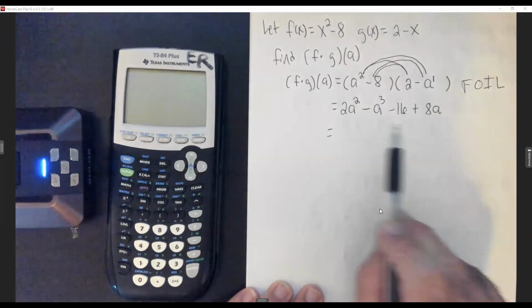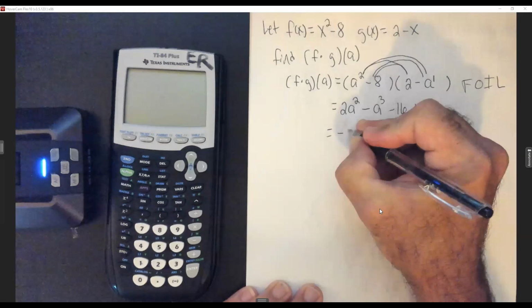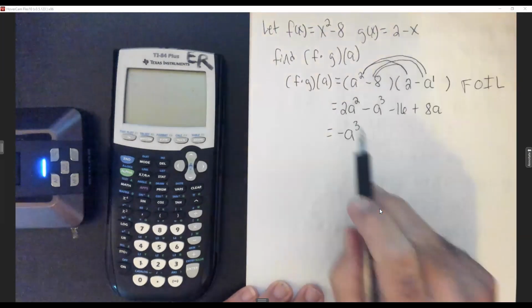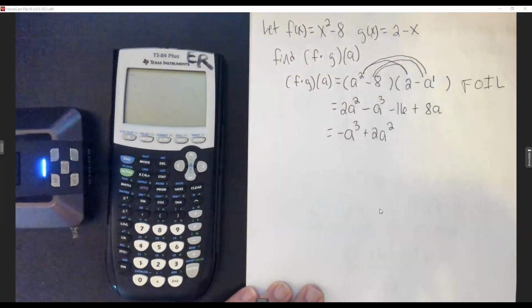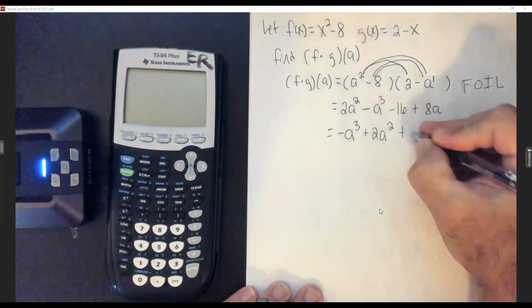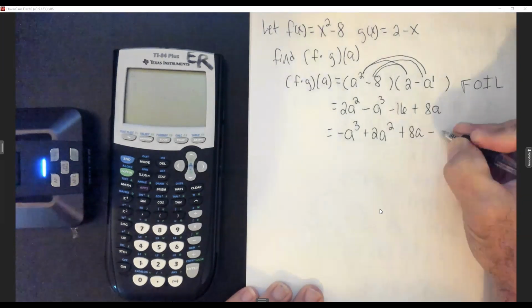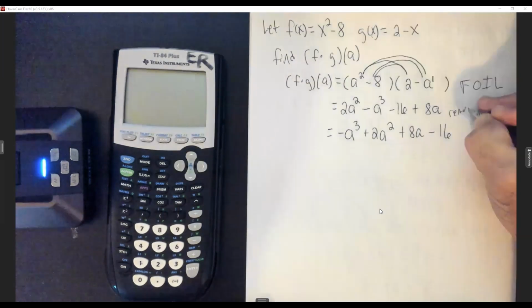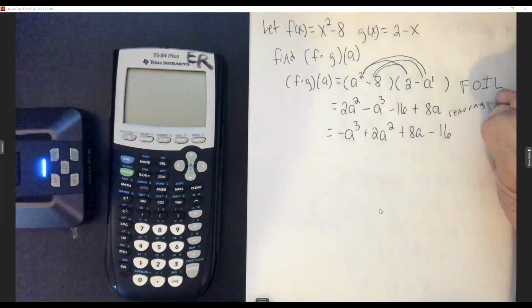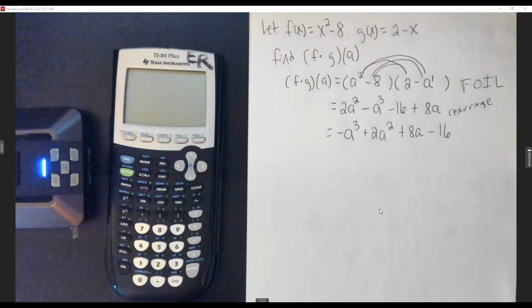So the highest exponent is 3. So I'm going to put my negative a to the third first. Then I'll bring down my positive 2a squared. Let's see, what's next? My positive 8a. And then my minus 16. So I just rearranged them here. I don't think you have to in the math lab. I just get used to it because later in life you will have to start putting stuff in that kind of order.